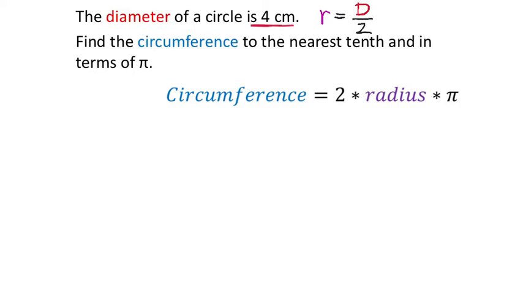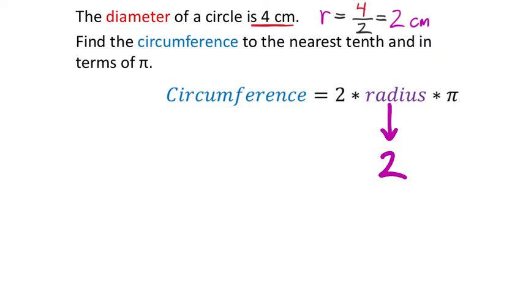And over here, they've given me the diameter at 4 centimeters, right? So for my radius, I'll take my diameter, which is 4. I divide it by 2, and this will give me my radius in centimeters. 4 divided by 2 is 2. So my radius is 2 centimeters. So with this radius, now I go into my circumference formula, and I say my radius is 2 centimeters.